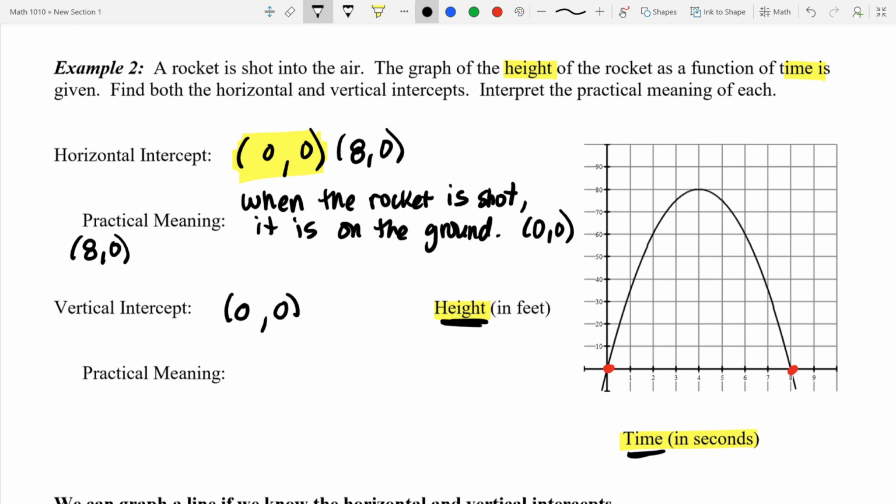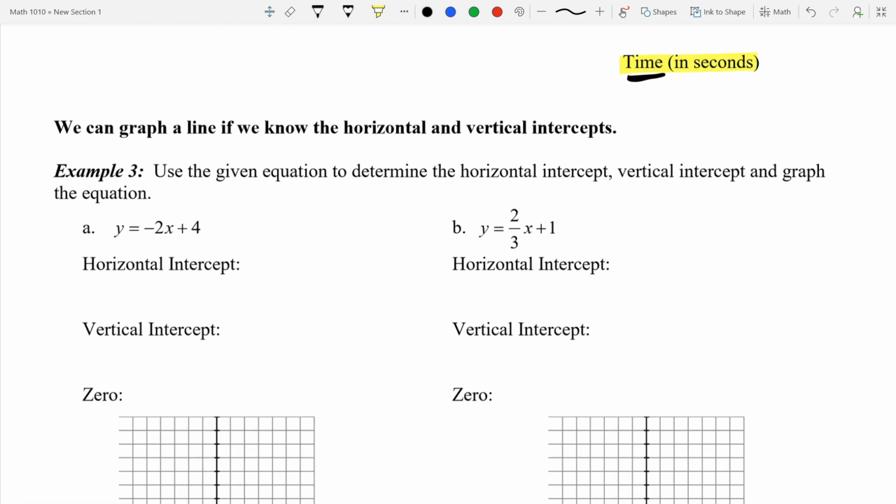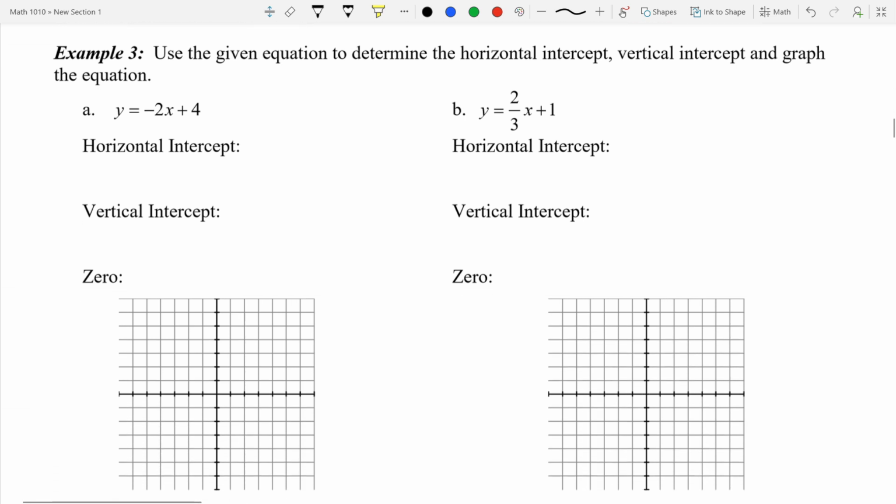Okay. Practical meaning of the vertical intercept is pretty much the first sentence that we wrote. So we're good on example 2. We can graph a line if we know both the intercepts. So let's do that. Horizontal intercept. You guys just shout this out. Is the horizontal intercept the x-intercept or the y-intercept? It's the x. So you let what be a 0? You let y be a 0. So let's go into this equation and let y be a 0.